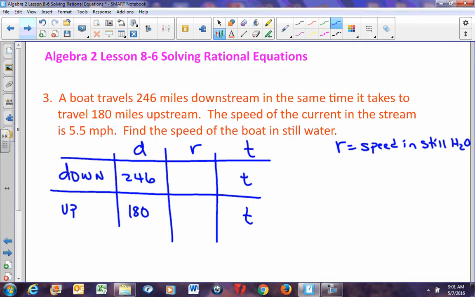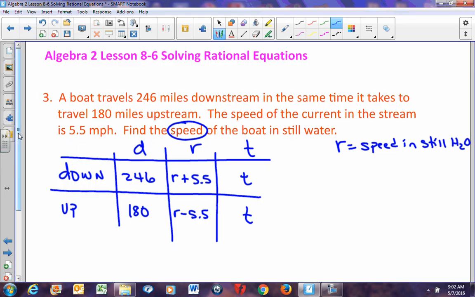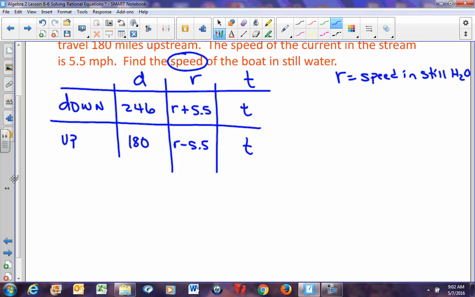Okay. Remembering that you have the current here. Downstream, the current is pushing us, so the rate of the boat going downstream is going to be the rate of the boat plus 5.5. The rate of the boat in still water plus that 5.5, it's pushing and helping it go downstream. Upstream is going to be the rate of the boat minus that 5.5 because it's pushing it back. We're supposed to find speed. Now remember, before we could have solved this by setting up 2 equations and solving the 2 equations simultaneously. We're going to set this up as 1 equation and solve it, because we're going to set it up as a rational equation.